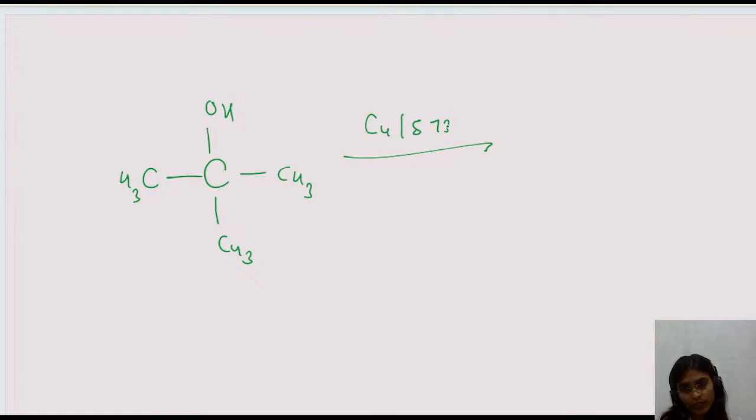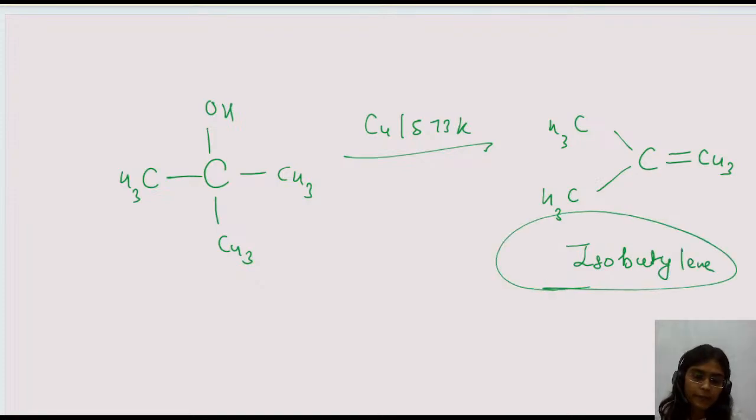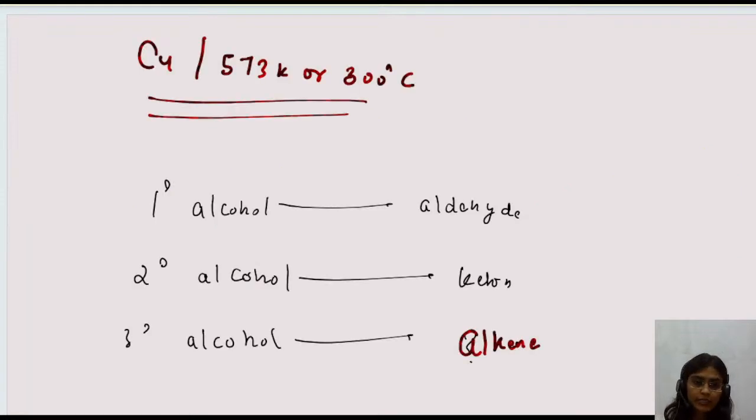How about the case here? Let's suppose this is an alcohol, a tertiary alcohol. If you are using copper and 573 Kelvin is the temperature, definitely we are getting a double bond. And what is it? It's isobutylene. Okay, that's it. This is all for the copper.